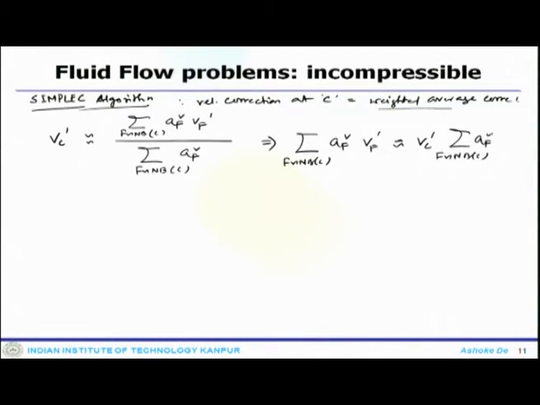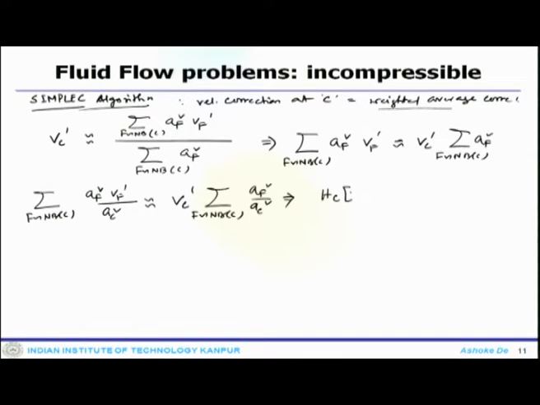Now, we use our H operator that we have done. So, this can be written as summation over nb(C) of af Vf prime by ac equals Vc prime summation of f over C af by ac equals Hc Vf prime equals Vc prime Hc1, and then instead of neglecting the Hc bar V prime term, so in SIMPLE what we have done is that it neglects the term Hc bar V prime.